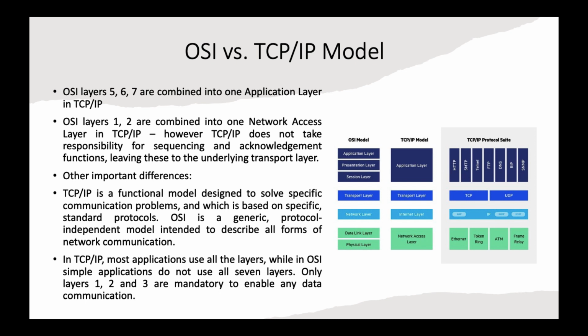TCP/IP is a functional model designed to solve specific communication problems and which is based on specific, standard protocols. OSI is a generic, protocol-independent model intended to describe all forms of network communication. In TCP/IP, most applications use all the layers, while in OSI simple applications do not use all 7 layers. Only layers 1, 2, and 3 are mandatory to enable any data communication.